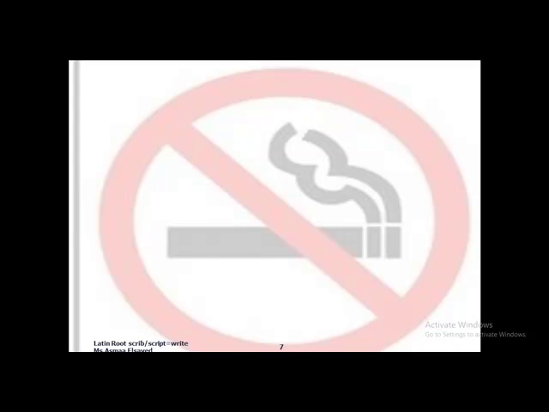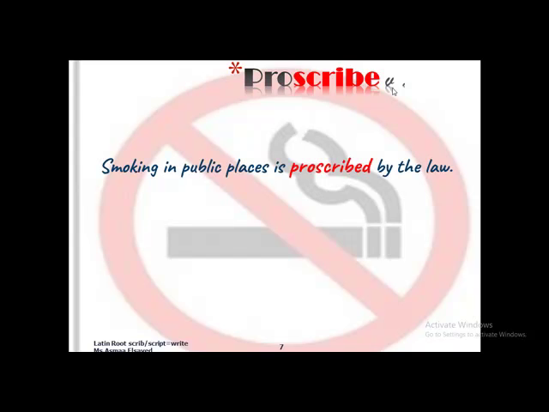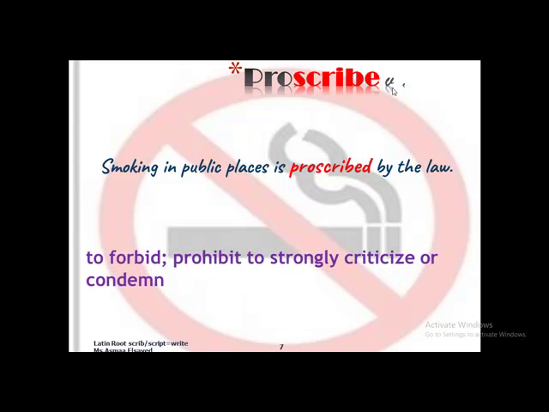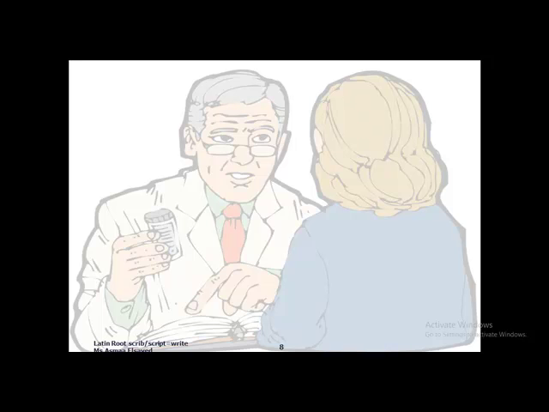Okay, this word says no smoking, right? That's a sign that says no smoking. So do I have to stop or quit or not smoke? That's what we call proscribe. Proscribe here, that's a verb. Smoking in public places is proscribed by the law. It means it's forbidden. Don't do it. It's to forbid or prohibit, to strongly criticize or condemn an action. It means to say this is wrong, this is bad. Stop, quit doing it. Again, can you tell me what is the noun of the word proscribe? Proscription.